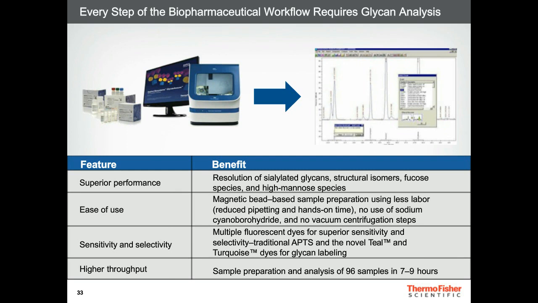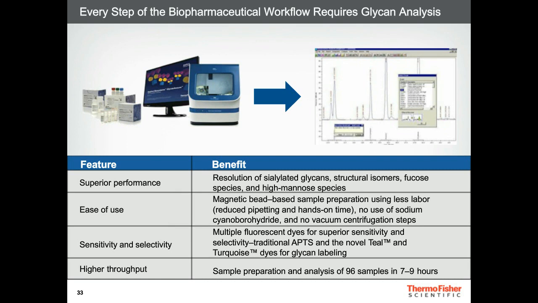Glycan Assure system offers a simple and easy workflow, which includes magnetic bead-based sample preparation and multiple fluorescent dyes for glycan labeling. We use industry standard APTS and our own proprietary teal and turquoise, which offer more sensitivity and selectivity. And our instruments are multi-capillary. There are two versions, 8 capillary, 3500, and 24 capillary, 3500 XL, and they are with the fluorescent detector. And the instrument comes with the assay-specific software.